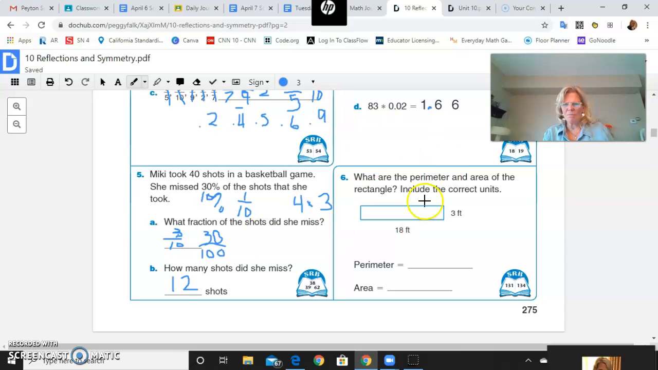Okay, perimeter. 18 plus 18 plus 3 plus 3. This would be 36 plus 6 would be 42 feet.